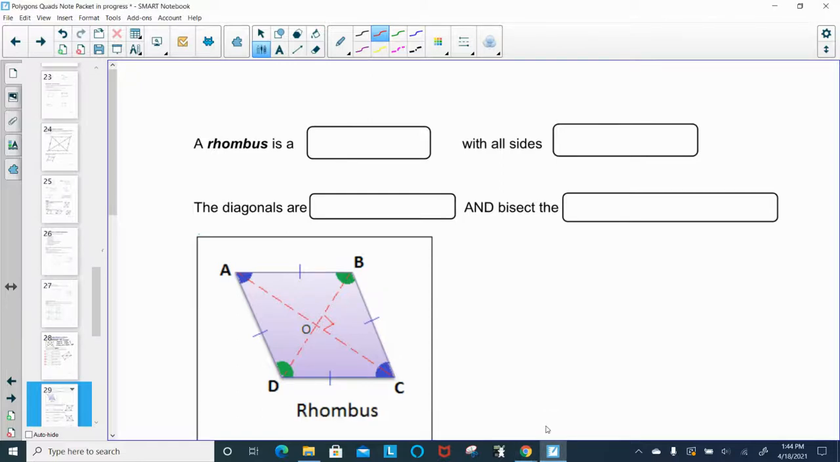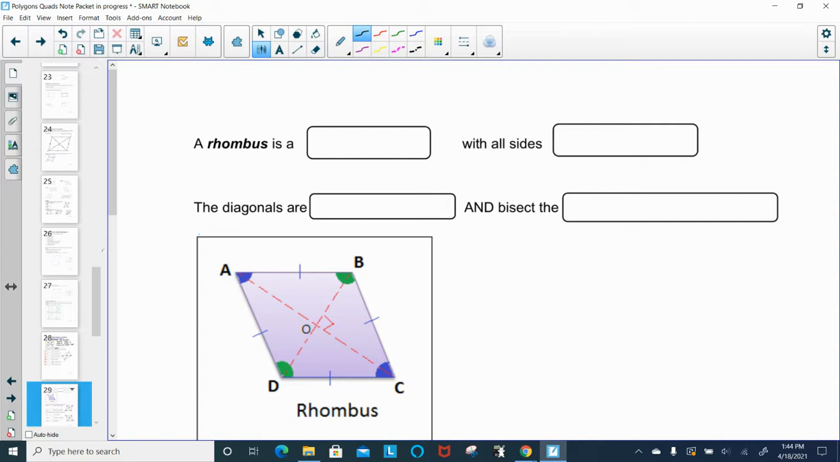Okay, now after the rectangle, we're moving on to the rhombus. A lot of you guys, and I'm going to date myself here, may have heard of the word diamond when you're talking about this shape. But the correct mathematical term is a rhombus. A rhombus is also a special parallelogram.